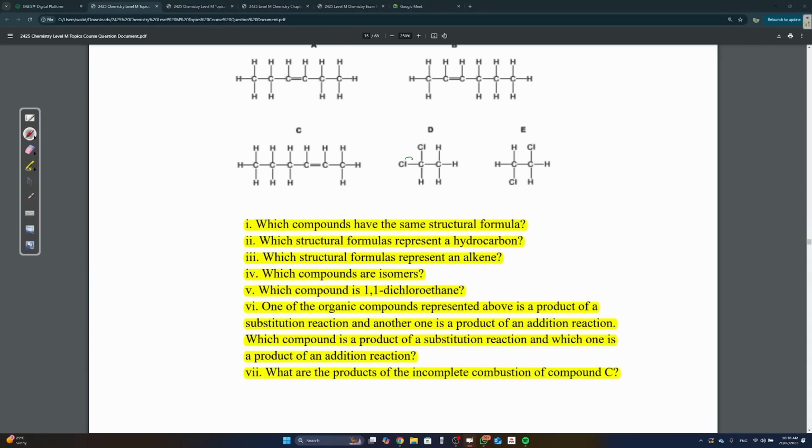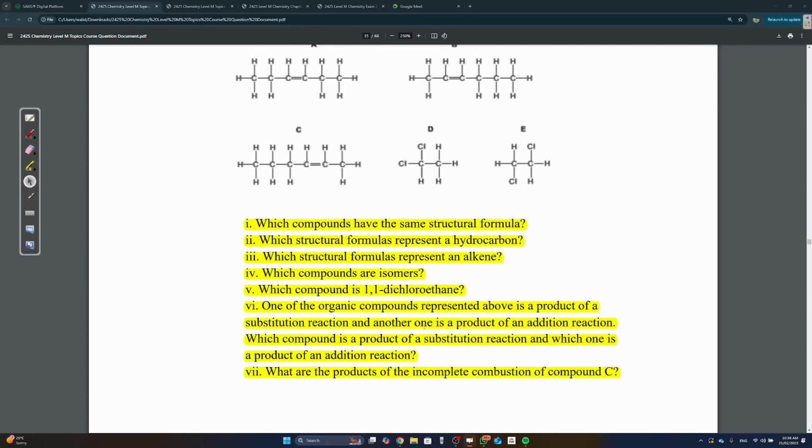When they're both on the same carbon, this is substitution. When they're on different carbons, it's addition. Why is it addition? Remember we have C2H4, right? What happens here? They break this, and one Cl goes here, one Cl goes here. In other words, they're on different carbons. So when they're on different carbons, it's addition. When they're on the same carbon, it's substitution.